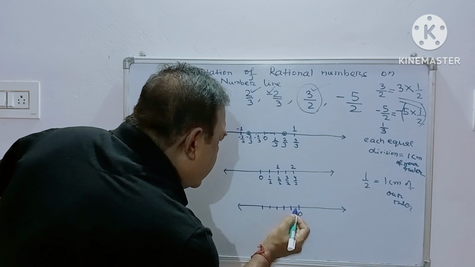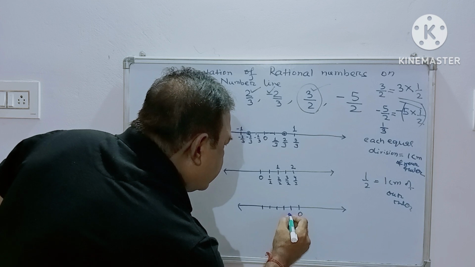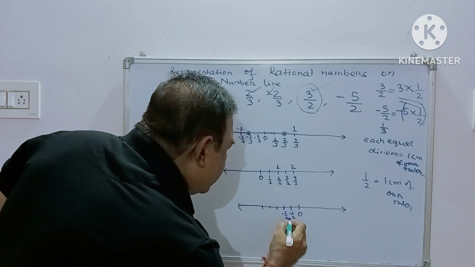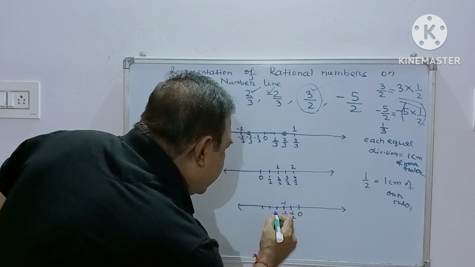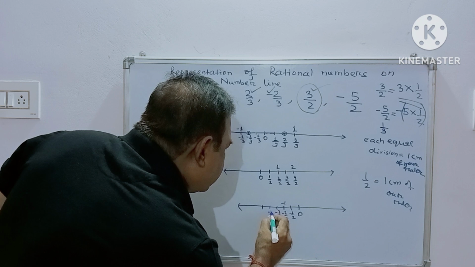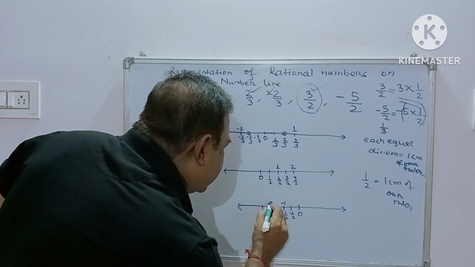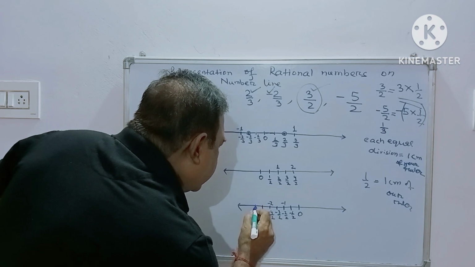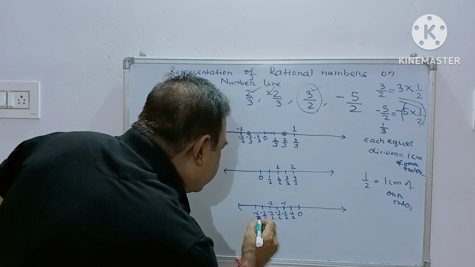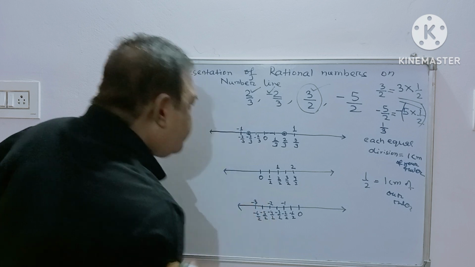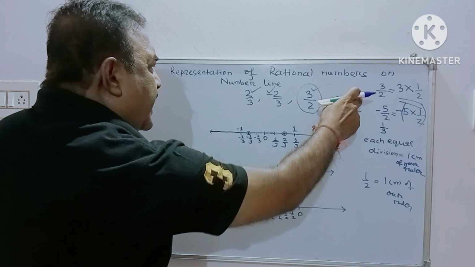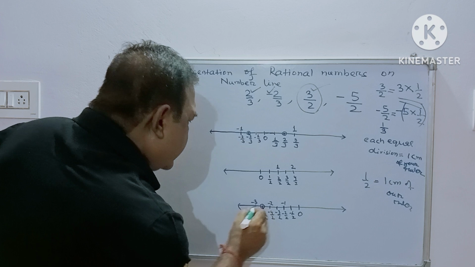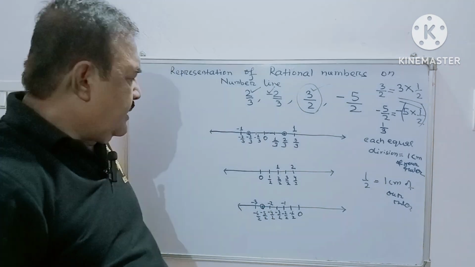1 centimeter each. So this is minus 1 upon 2, minus 2 upon 2, which is minus 1, minus 3 upon 2, minus 4 upon 2, which is minus 2. And this is minus 5 upon 2. Next, if you take 1 centimeter towards the left, this is minus 6 upon 2, this is minus 3. But we want minus 5 upon 2. So this point, you can circle it. This is the representation of minus 5 upon 2.